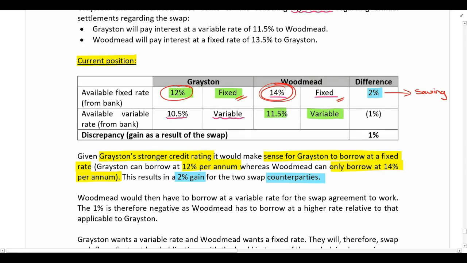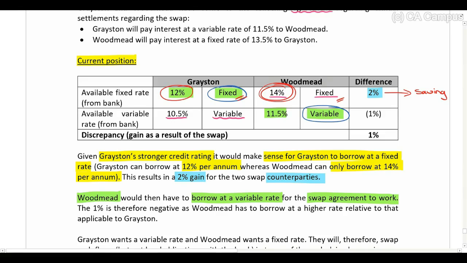However, for the interest rate swap to work, if Grayston is borrowing at a fixed rate, then Woodmead must borrow at a variable rate. They must have different rates that they are borrowing at in order for the swap to work. The one borrows at a fixed rate, the other borrows at a variable rate. You can also see that just below. Woodmead would have to borrow at a variable rate for the swap agreement to work.